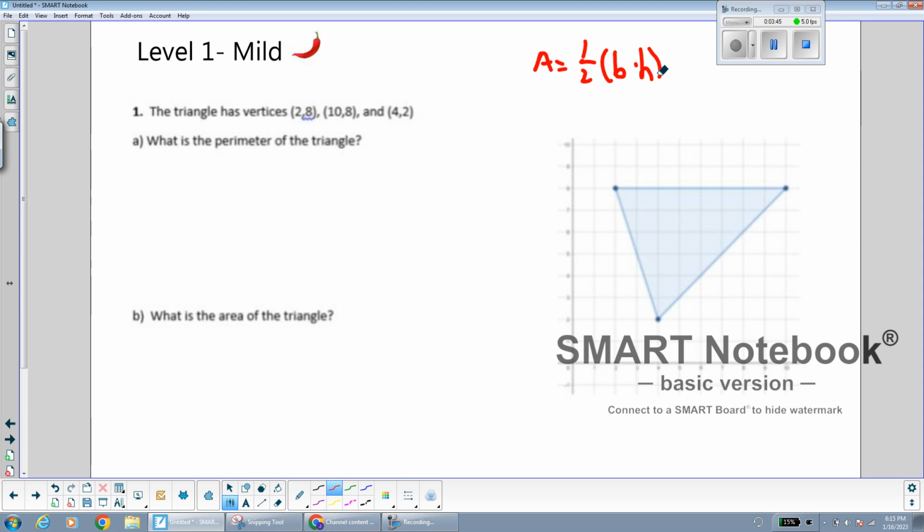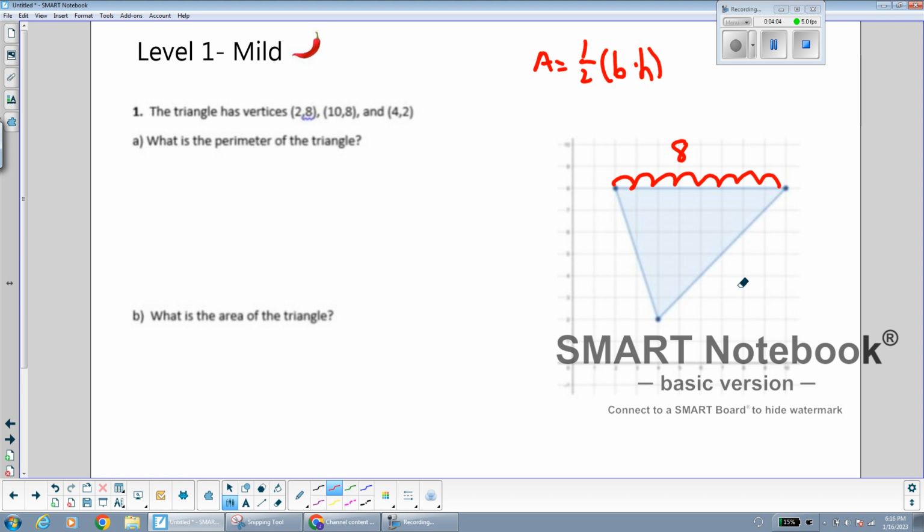So it's pretty clear to see that the base is over here. It's 1, 2, 3, 4, 5, 6, 7, 8 units long. It's a straight line, so I can count the boxes. But the height is not so clear. The side of the triangle is not the height. This is not a right triangle.